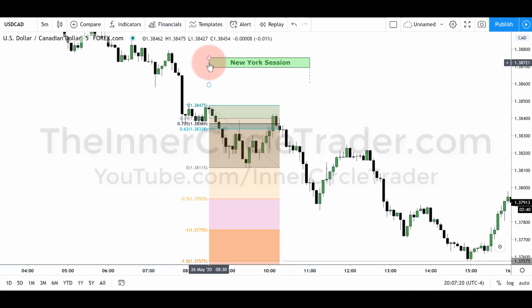Again, standard times, never changing, 8:30 a.m. New York time to 11 a.m. Okay, the optimal trade entry is here. Now, obviously, you can see the market has been going down, and we have this retracement in here inside the heart of the New York session. Trades back to optimal trade entry.